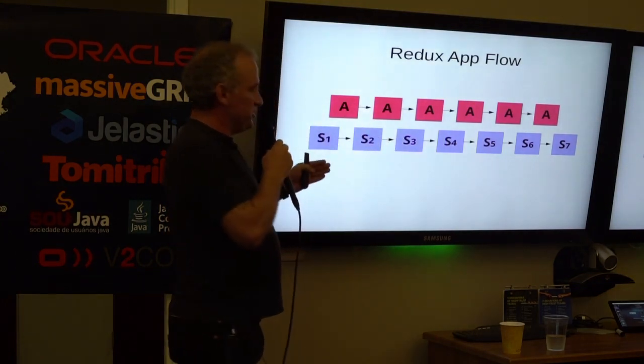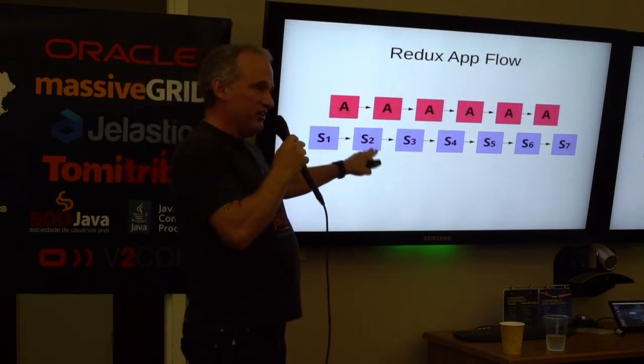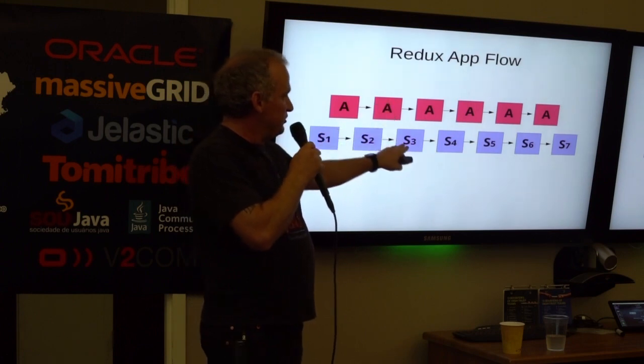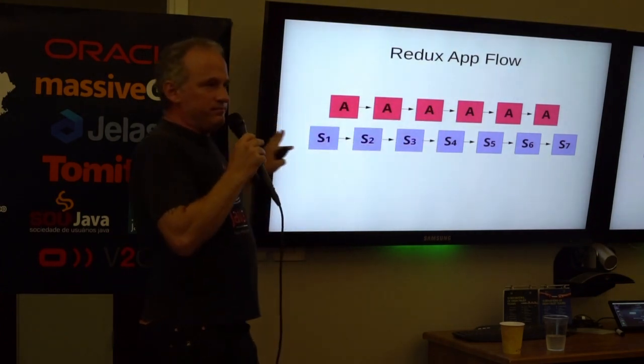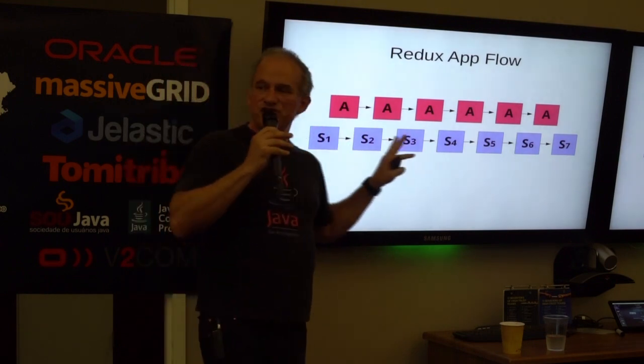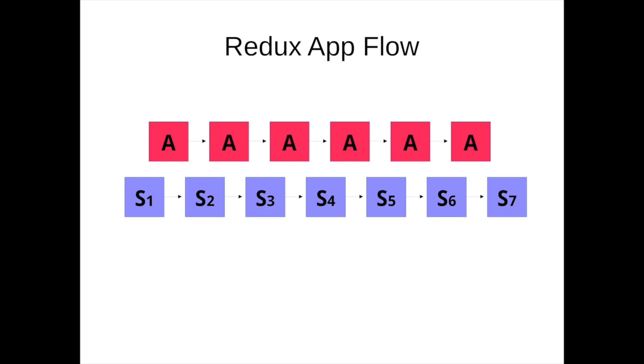So let's say you got your to-do list, right? You start out with an empty to-do list, add a to-do, now you've got a state with one to-do, add a to-do, two to-dos, remove a to-do, back to one, right? This approach lets you do some very interesting things in terms of testing, in terms of debugging.